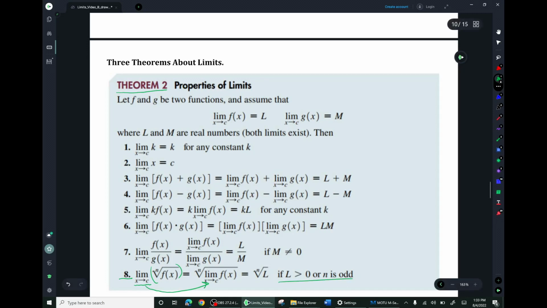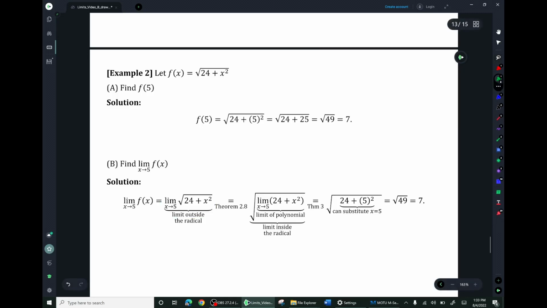They're described here. So that's our situation here. We have a limit of a radical expression, and the limit is outside the radical. Well, Theorem 2.8 tells us that we can move that limit expression inside the radical. So Theorem 2.8 tells us we can replace this expression with this expression. That's the left and the right sides of Theorem 2.8.